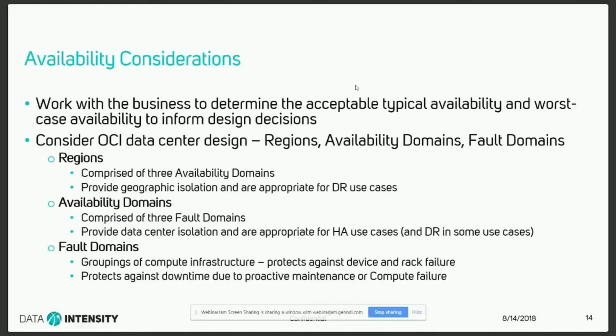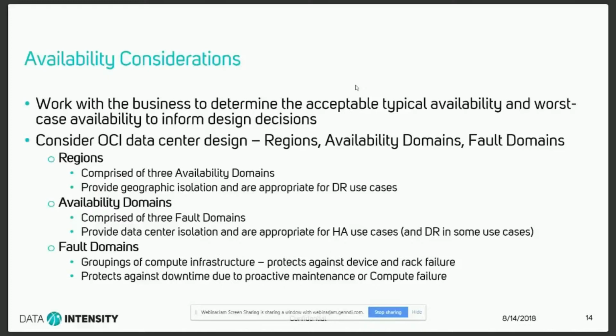So the first thing we're going to talk about is OCI data center design. There are three key things that you need to understand. The concept of a region. A region is comprised of 3 availability domains. Availability domains are separate data centers with separate networks. Regions provide geographic isolation and are typically used in conjunction with each other for disaster recovery and asynchronous data replication use cases. Those availability domains are typically comprised of 3 fault domains.